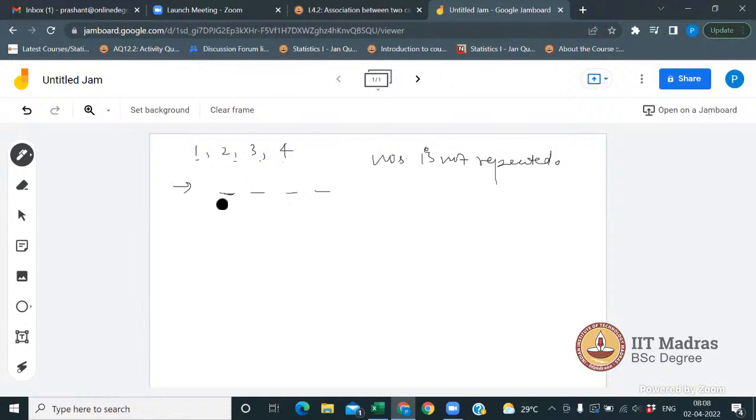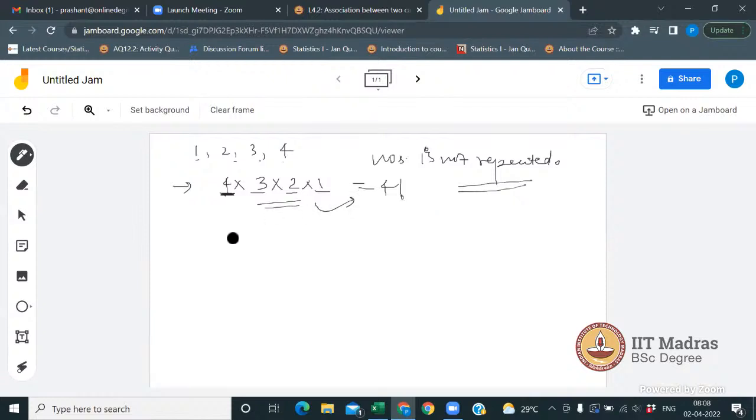Suppose, at the first place, how many numbers can you take? 4. At the next place, you can take any of 3 numbers, then 2 and 1. That is nothing but 4 factorial. When counting is involved, without repetition, where things are not repeated, you can use factorial.